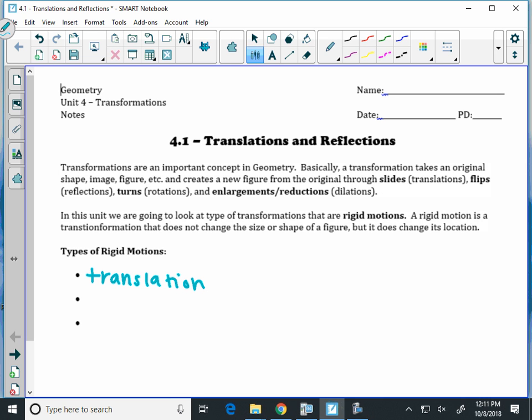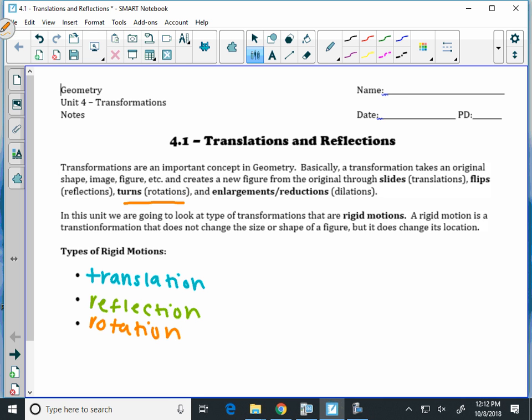Another type of rigid motion that we're going to talk about in this unit and today is a reflection. Again, a reflection is you're just flipping a figure over something. So when you flip a figure, you're not changing its size, you're just taking it from one spot and flipping it over to another. So it's just changing its location. And the third type of rigid motion that we're going to talk about in this unit is a rotation, which is just, again, a turn. You're just turning a figure around the coordinate plane. You're not changing the size.